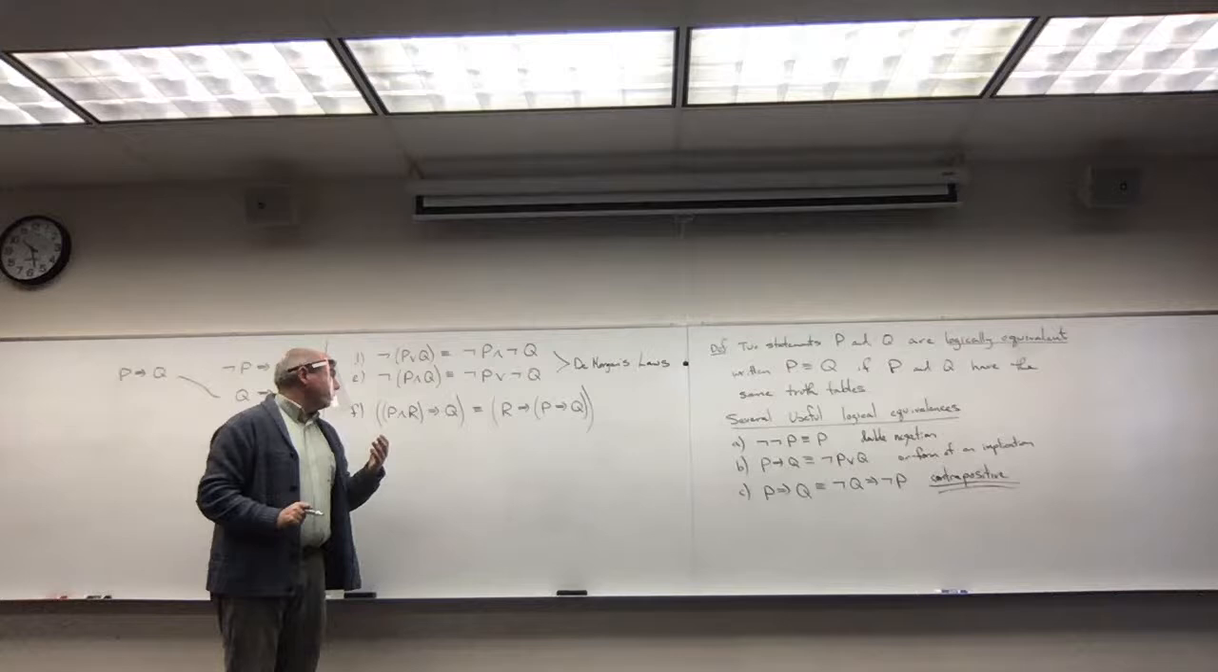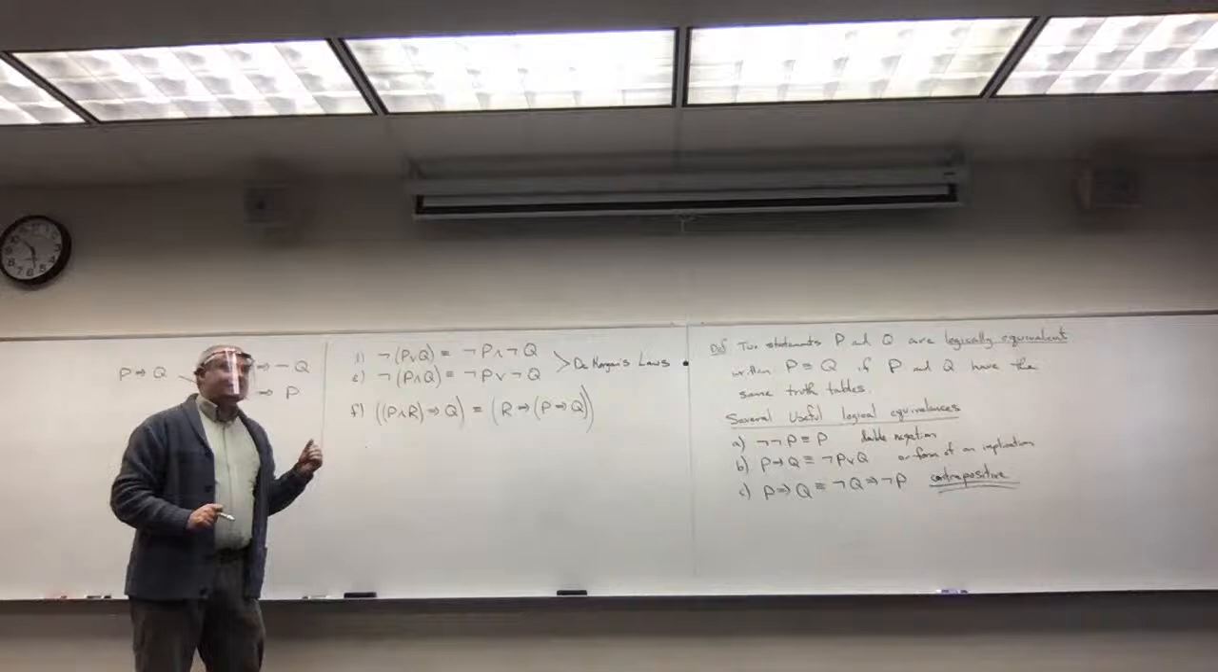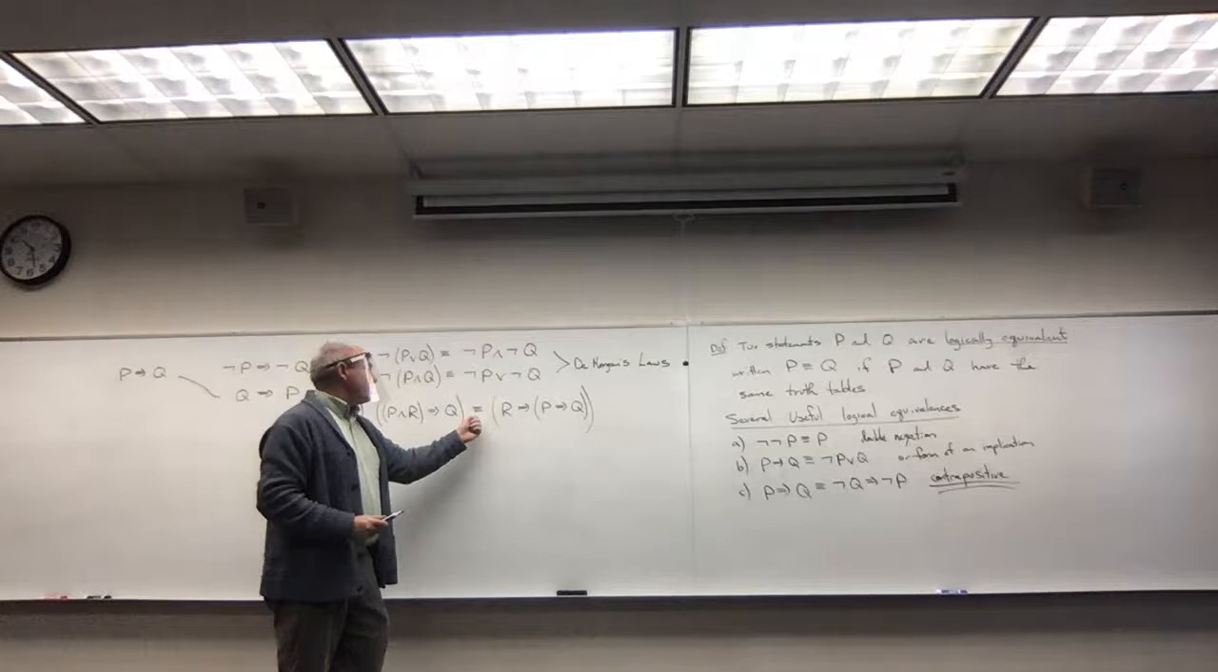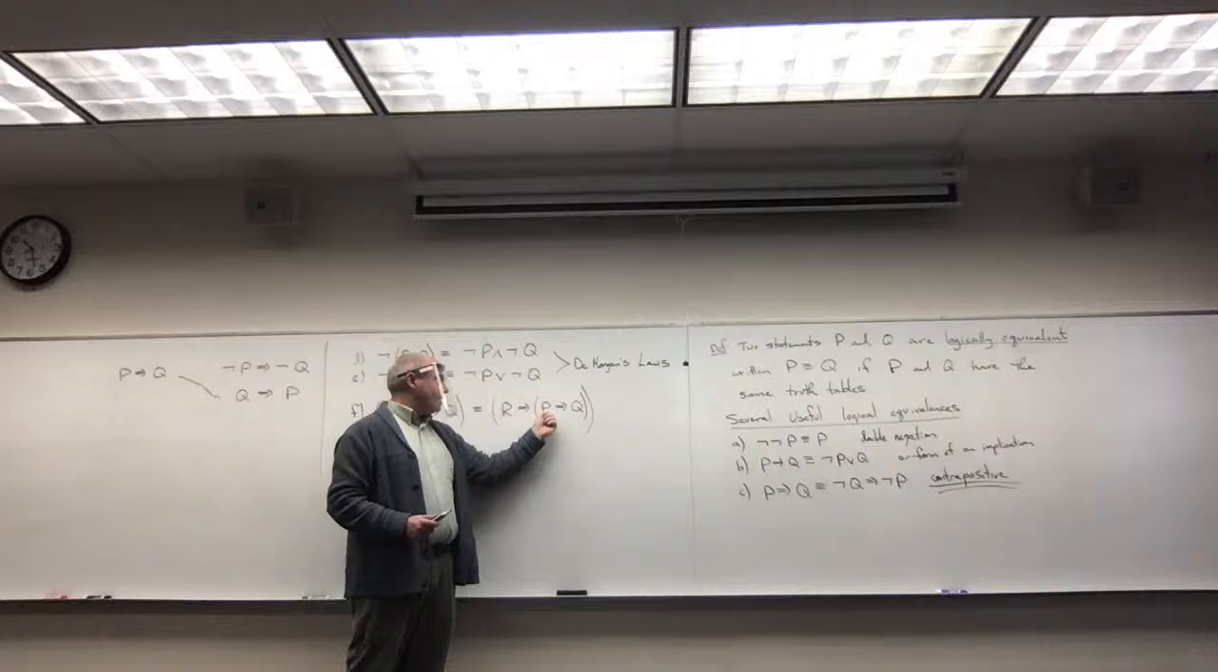So what I'd like to say is, if I know that P is true and I have all the other information in the world and I want to imply Q, then it's enough for me to just assume that all the true stuff in the world is true and then show that if P is true, then Q is true.